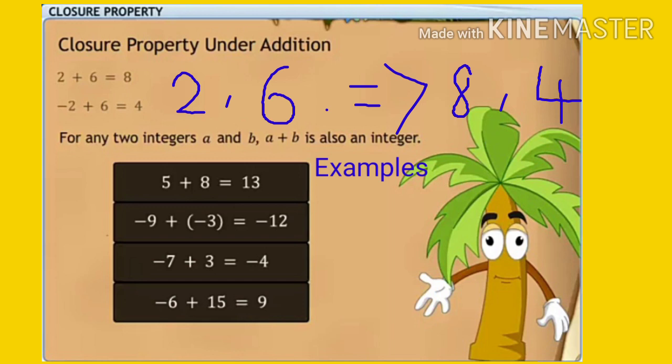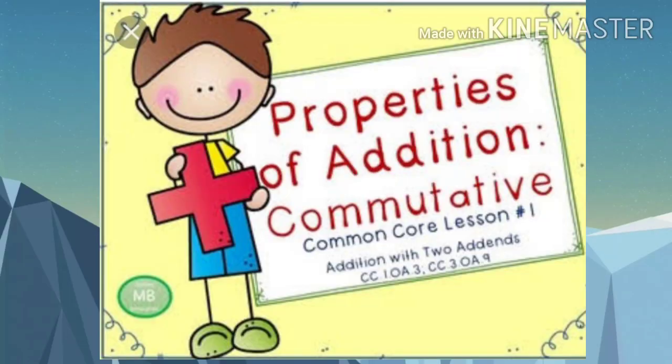This property is known as closure property of integers on addition. Therefore, for any two integers a and b, a plus b is also an integer. Here, I have given some examples. The next one is commutative property.